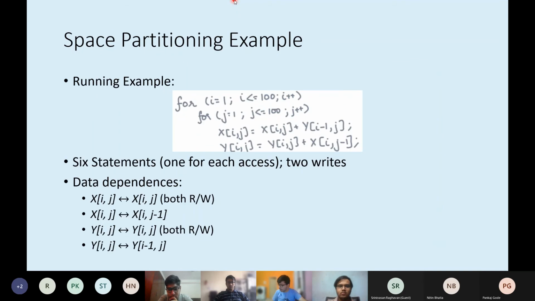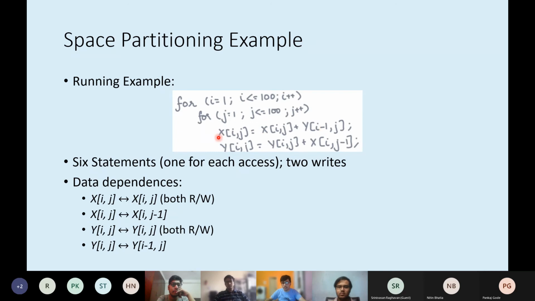We'll take this space partitioning example. This will be a running example in the next module. We have two nested for loops, i and j both go from 1 to 100. And we have these two accesses: x[i][j] = x[i][j] + y[i-1][j], and y[i][j] = y[i][j] + x[i][j-1]. So here we have six statements, one for each static access, and two of them are writes.